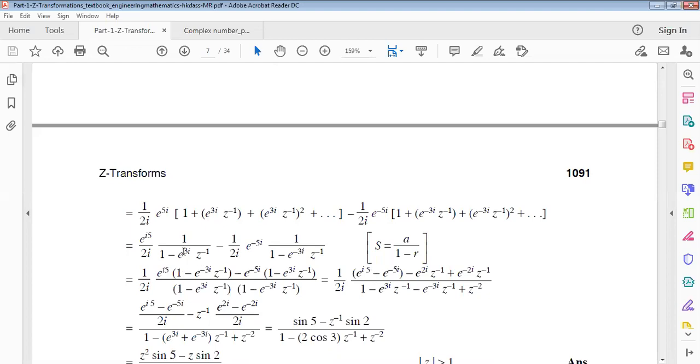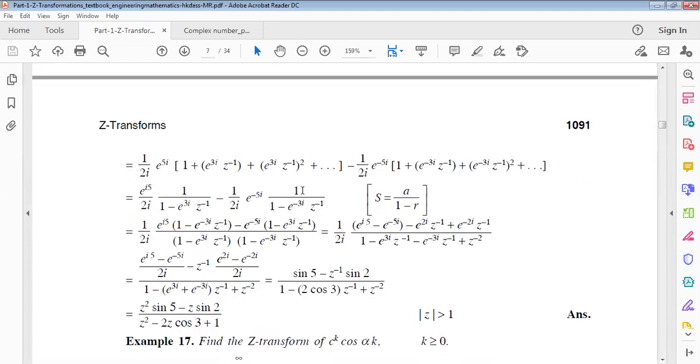So we can write the first term divided by 1 minus the common ratio for the first series. Similarly, this series can be written using its first term divided by 1 minus the common ratio. Now taking the LCM, we get this result. Just arranging e to the power i5 minus e to the power minus i5, this will be what? Sine 5. Remember it.